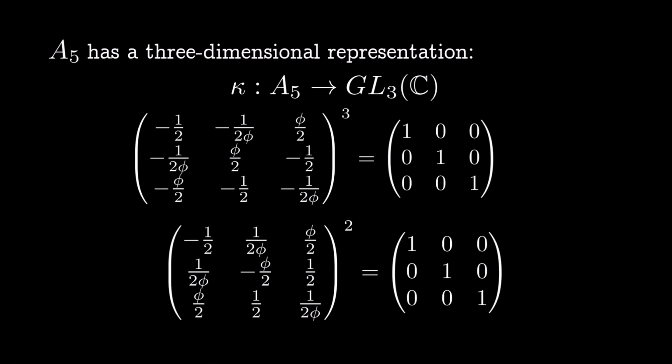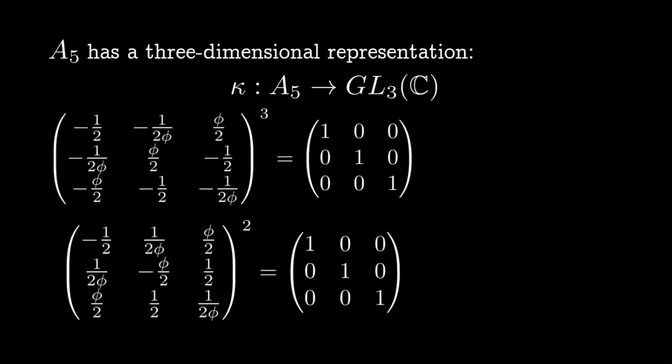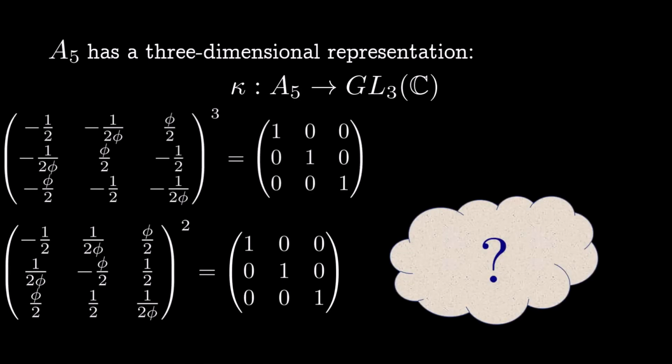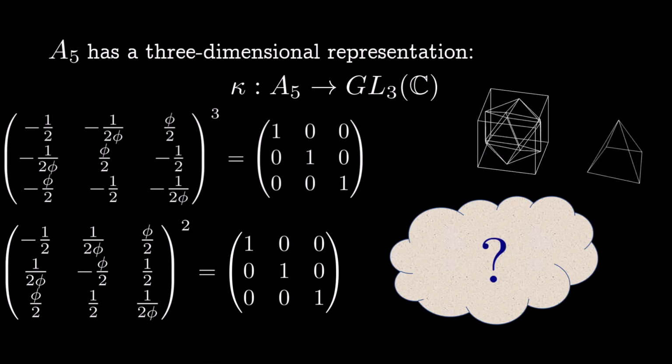But the real question is, what do these rotations do? What extra information does this give us? Do they represent the symmetries of some shape or object? The answer is yes. It turns out that they represent the rotational symmetries of a dodecahedron. That's right, this thing right here. Now, let me convince you.